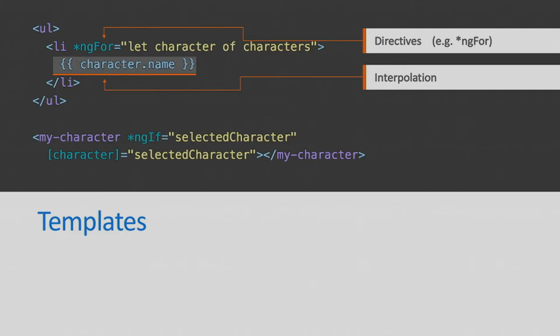But in this case, we're interpolating. We're taking the character object, .name, and we're just rendering it on the screen. It's just a quick and dirty way. Some people call these mustaches, handlebars, because there were technologies that did that a while ago.